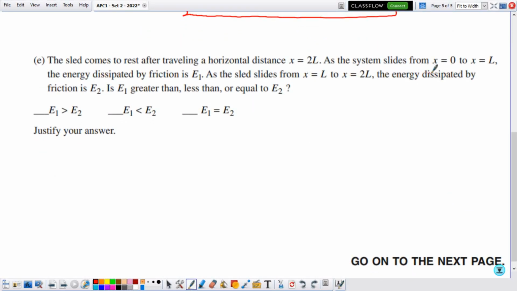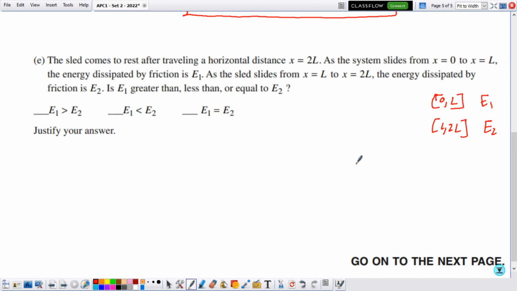As the system slides from x equal to 0 to x equal to L, the energy dissipated by friction is E1. I will erase this later. The dissipated energy due to friction is given by E1. Now as the sled slides from x equal to L to x equal to 2L, the energy dissipated is given by E2. Is E1 greater than, less than, or equal to E2?